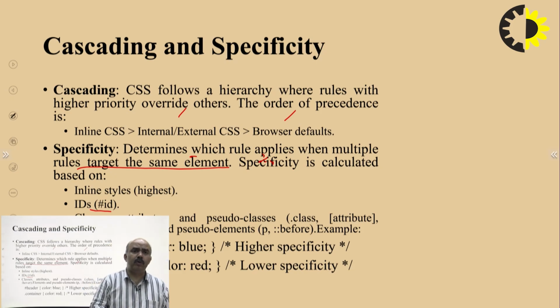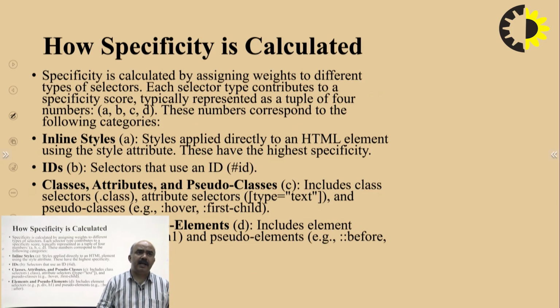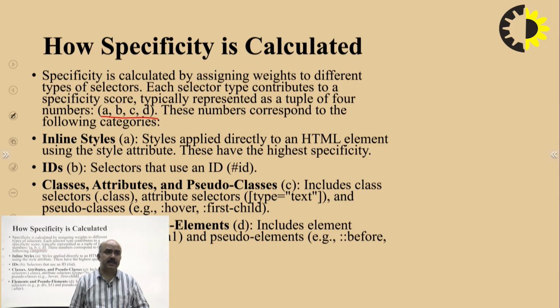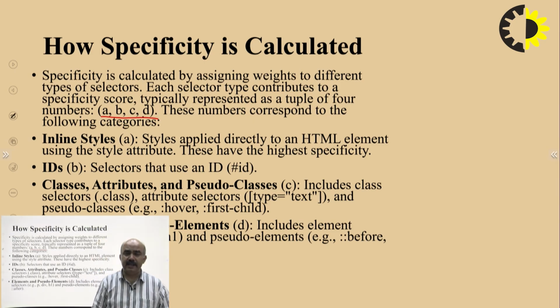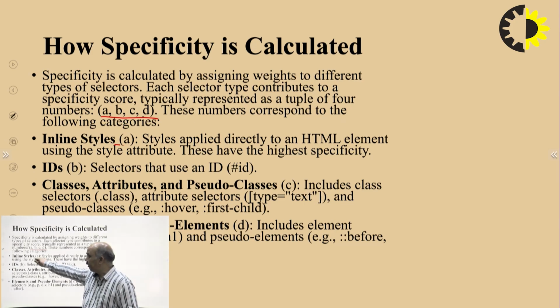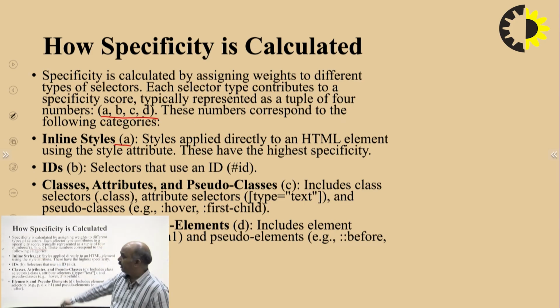In order to understand how we are going to calculate the priorities, we have to create a tuple, and in that tuple we have to define 4 numbers, that is A, B, C, D, and we have to place the values within that tuple. So how are we going to place them? For the inline style, we place our value at A, at this A place.